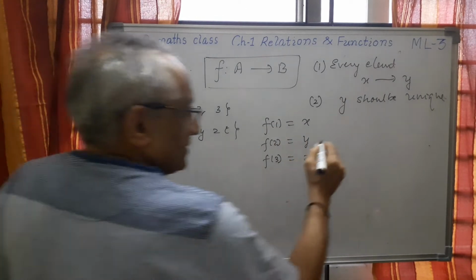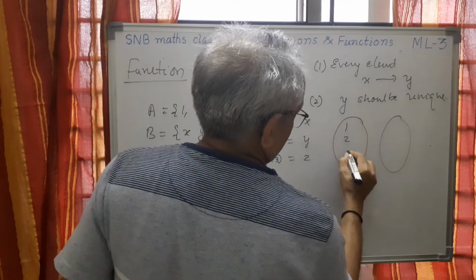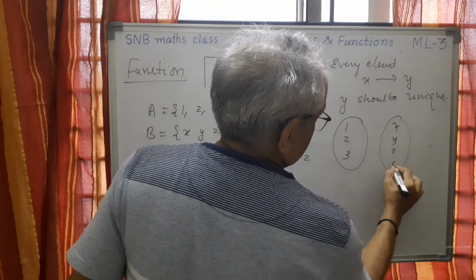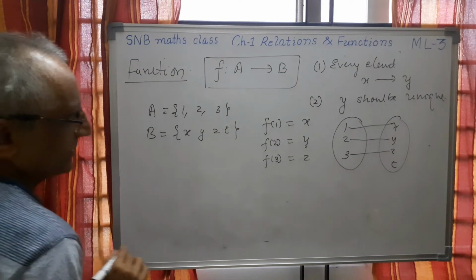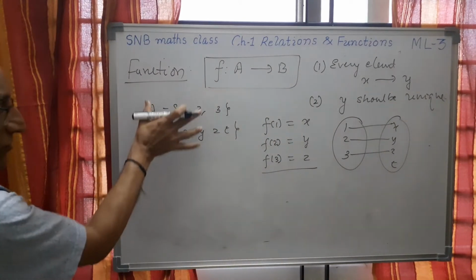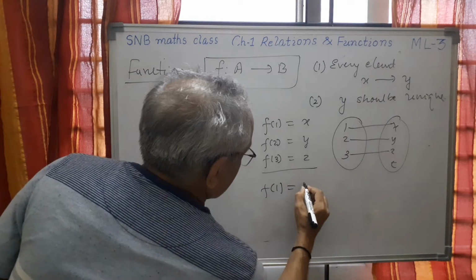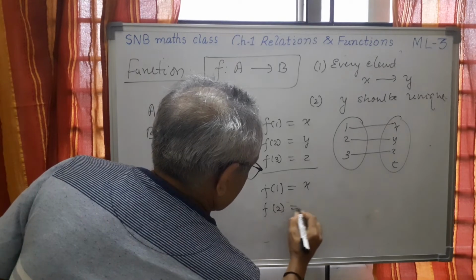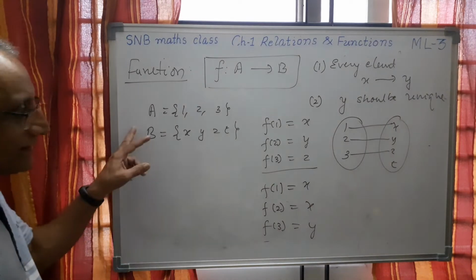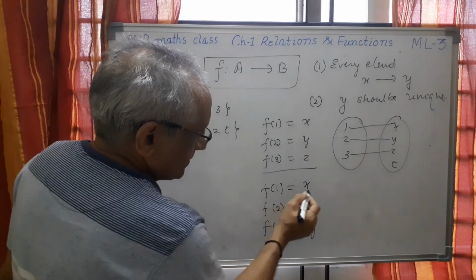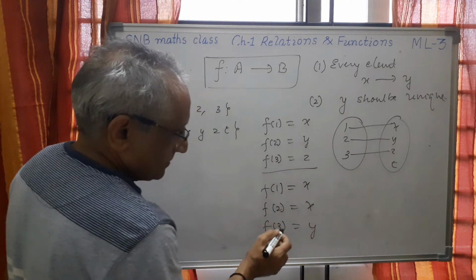Now even you can use the diagrammatic representation like this. Here it is 1, 2, 3, x, y, z, t. Then 1 is going to x, 2 is going to y, 3 is going to z. Suppose you take here a second case, domain, this A and B are same. Then f of 1 equal to x, f of 2 also equal to x, and f of 3 equal to y, for example. Then it is no more a function because uniqueness is lost. 1 is going to x and 2 is also going to x.